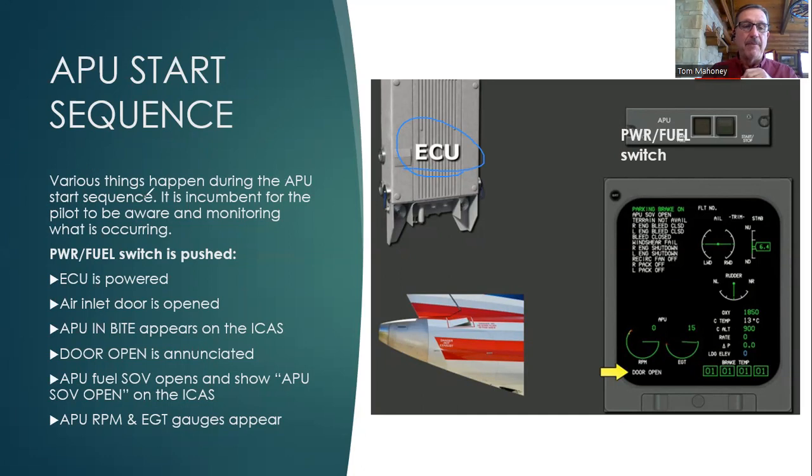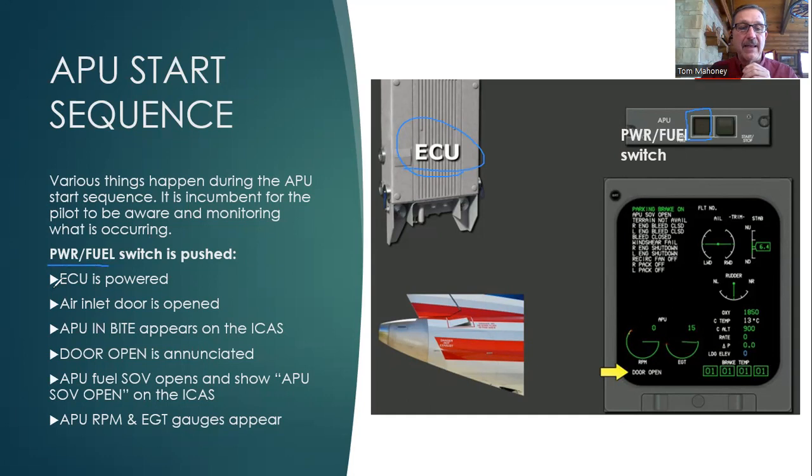Various things happen during the APU start sequence. It is incumbent on the pilot to be aware and monitoring what is occurring. So just don't take it for granted that this is all going to go according to plan. Stay in the loop, watch what's going on. First thing, of course, we said we were going to push the power fuel button, which, as I've said earlier, is that button right there.